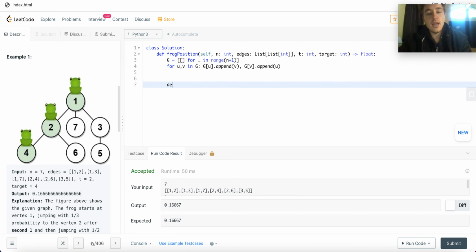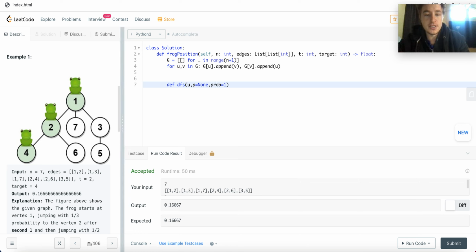Okay. And then we're going to run DFS to solve this problem. So you have the current node you're looking at, the parent, we'll call that P, and the probability that this state occurs. So the first time the parent will be none. The probability that something occurs will start at 1, and it'll continue to get smaller. The probability that you're at 1 in the beginning is 1. And then, we also need to keep track of time. All right, so what time are we at within the system? How much time has occurred?